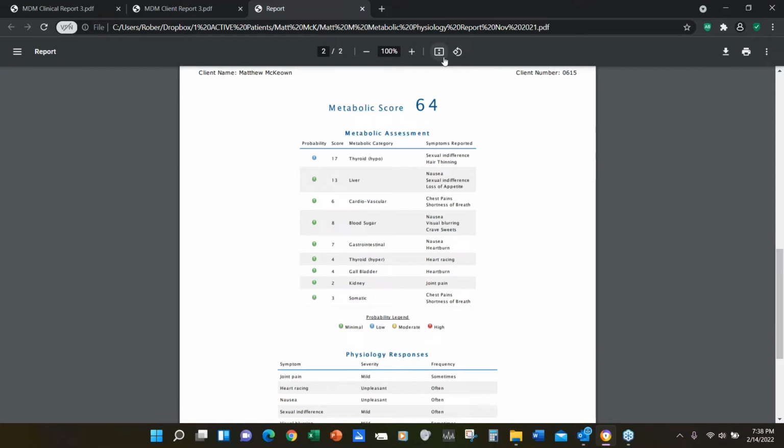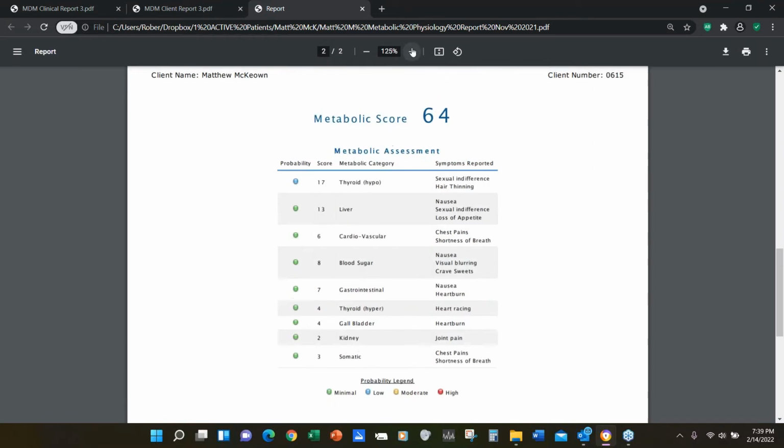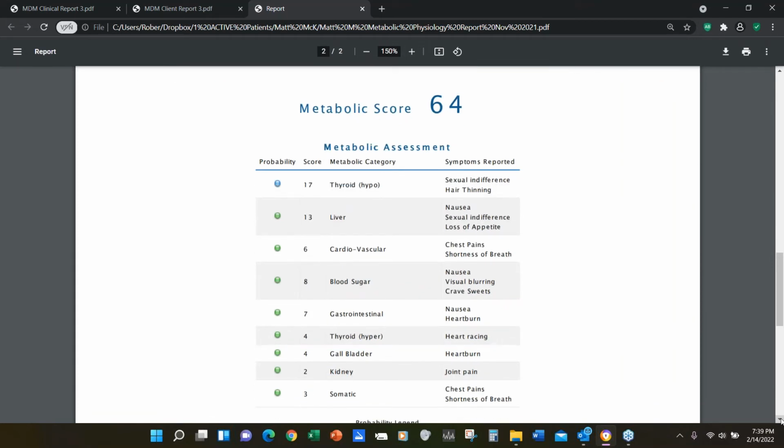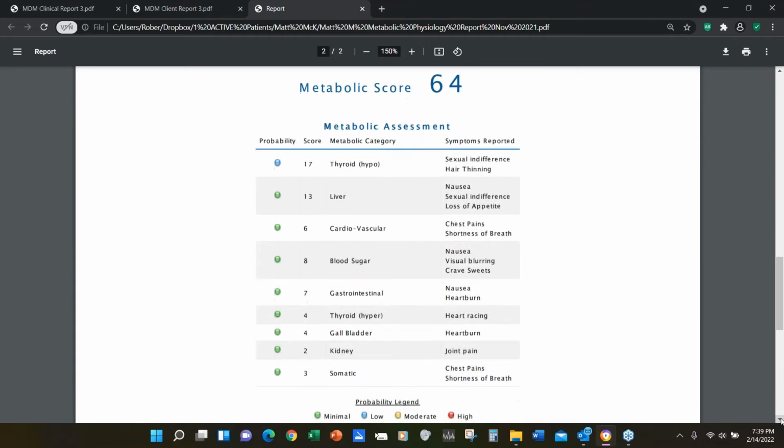hypothyroid. But I always look at the symptoms, and that's what the doc says: sexual indifference, hair thinning. Those tend to be fairly unique to thyroid. They aren't, no symptom is entirely unique, but those are, and that's a pretty high score. And the liver's not that high, but I'd say that's showing that something's going on, and the thyroid seems to be the main thing.